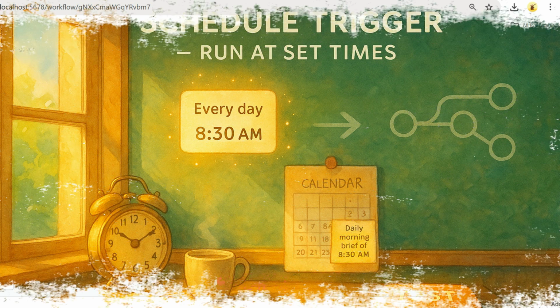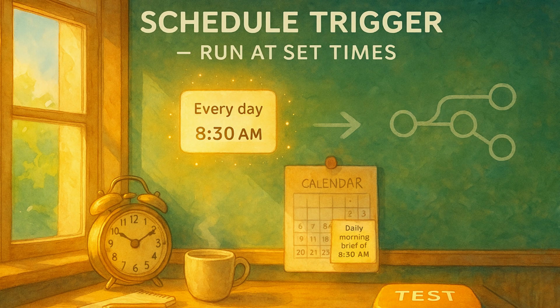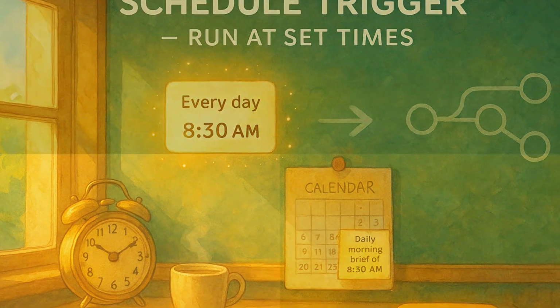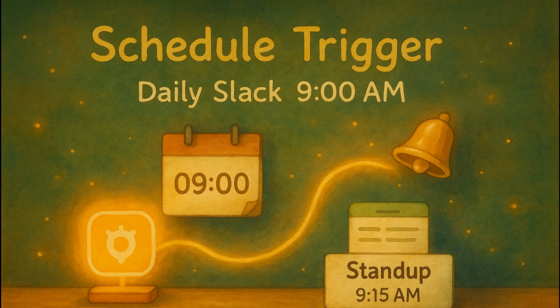Second, schedule trigger. The schedule trigger runs your workflow at specific times. For example, you want to send a daily Slack message at 9 a.m. reminding your team about stand-up time. Or maybe you want to automatically post on LinkedIn or Twitter every day at 9 p.m. This trigger handles that. Let's see it in action.